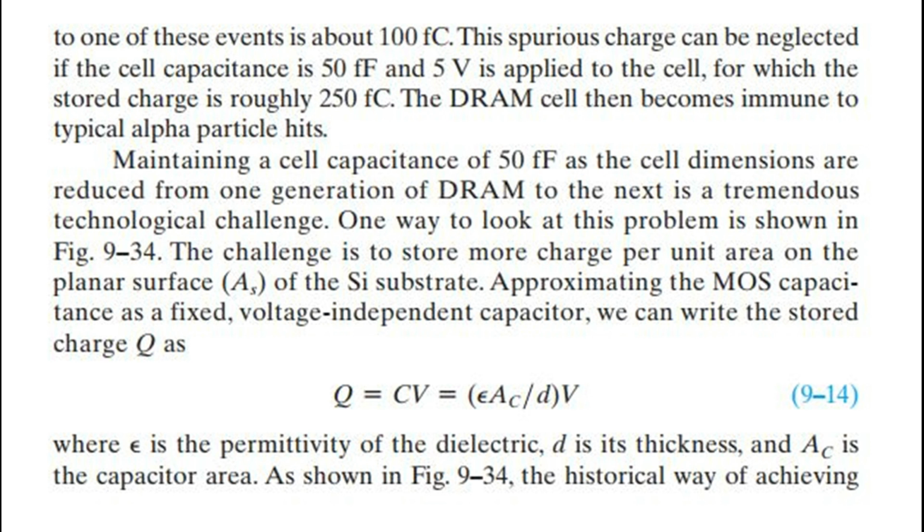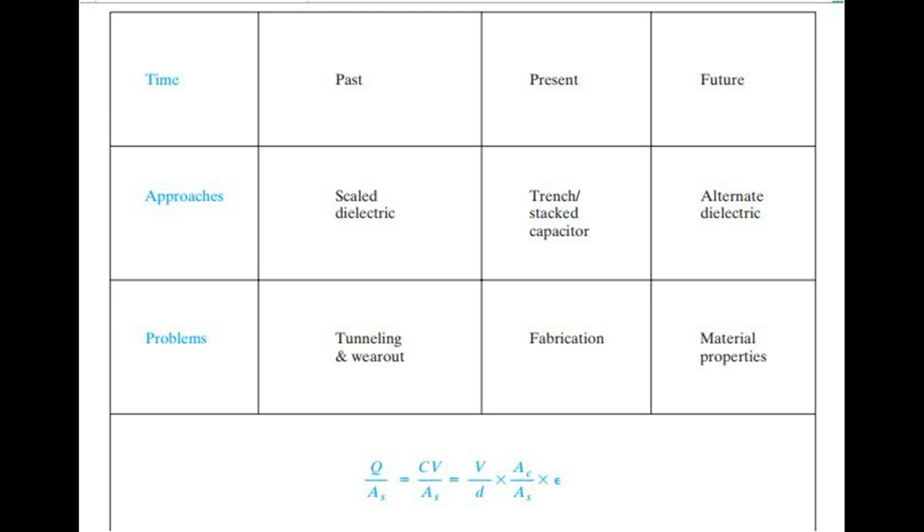One way to look at this problem is shown in Fig 9.34. The challenge is to store more charge per unit area on the planar surface, As, of the silicon substrate. Approximating the MOS capacitance as a fixed, voltage-independent capacitor, we can write the stored charge Q as shown, where ε is the permittivity of the dielectric, d is its thickness, and Ac is the capacitor area. As shown in Fig 9.34, the historical way of achieving the desired capacitance has been to scale the dielectric thickness, d.